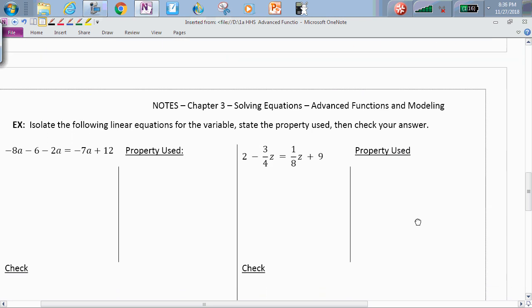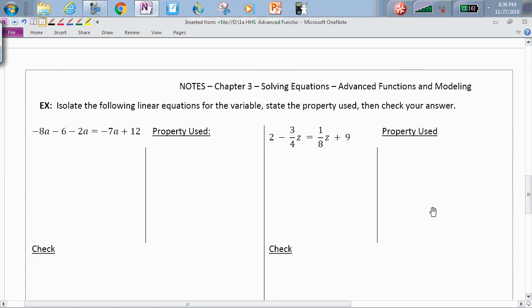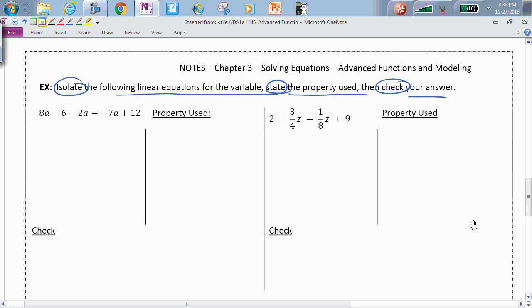Okay. Now let's do this with some numbers and letters. Isolate for the following linear equations for the variables, state the property used, and then check your answer. So 3 parts here. First things first, let's put together any like terms, kind of simplify this a little bit. On this side, we know these are like terms, so they become negative 10a. Just put them together. Minus 6 equals negative 7a. So the property used, we're going to write it as combine like terms, but we're going to simplify this as CLT to make it a little bit quicker.